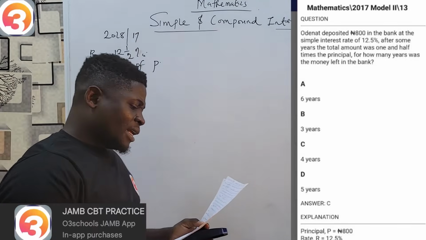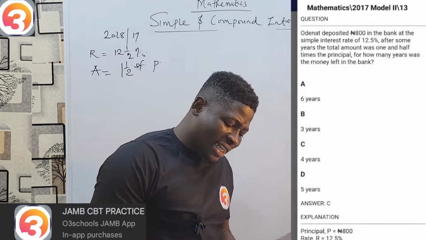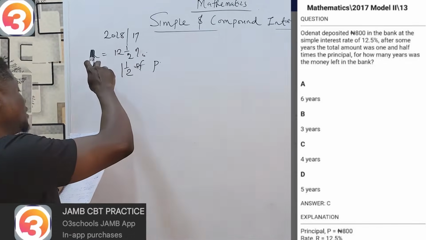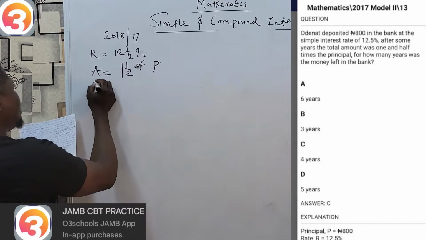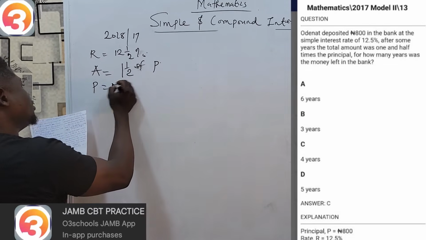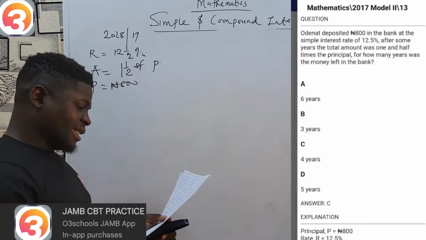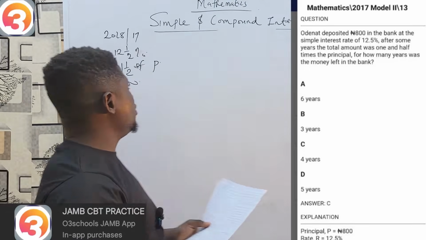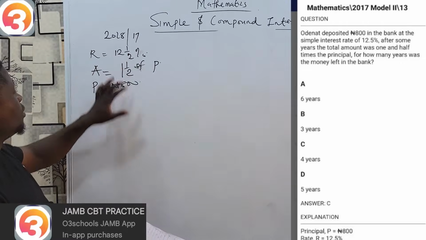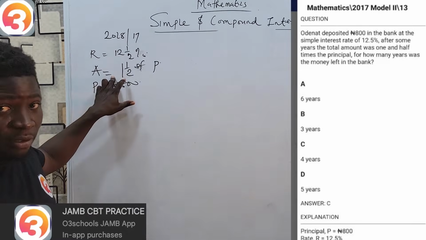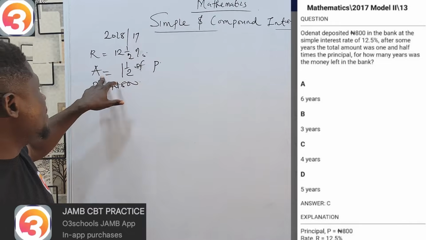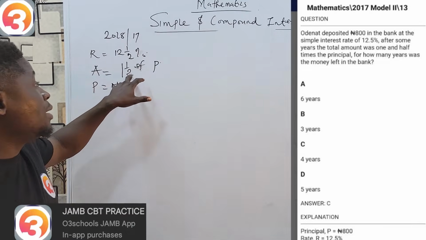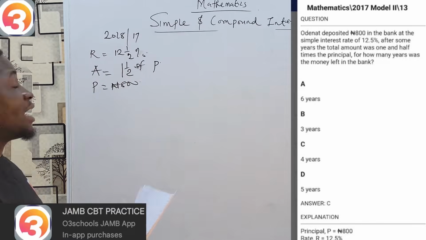Now they said, for how many years was the money left in the bank? So we're given the principal: principal is 800 naira. From here, what do we know? We know the rate, we know the principal, and we know the amount. We're told that the amount is 1 1/2 of the principal. So we can calculate the amount.